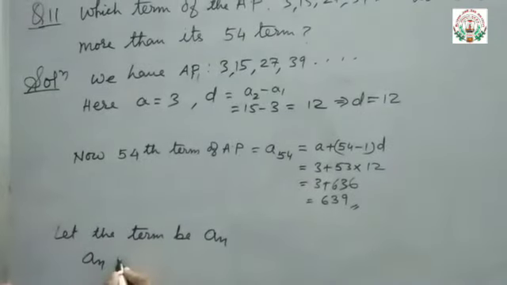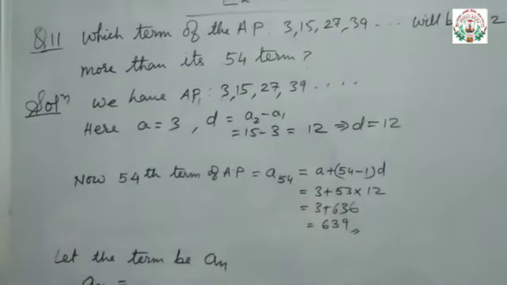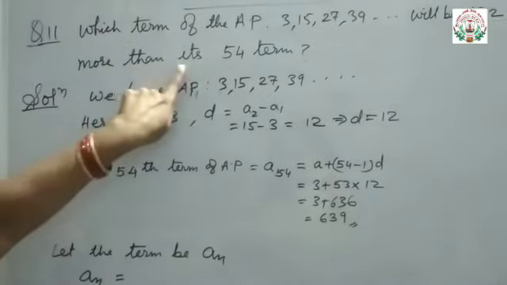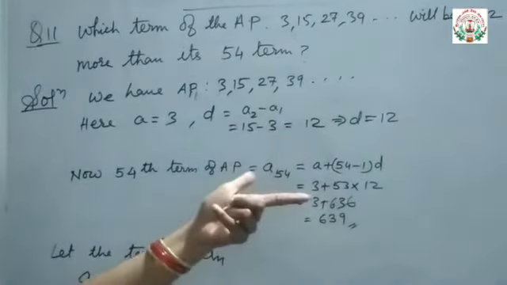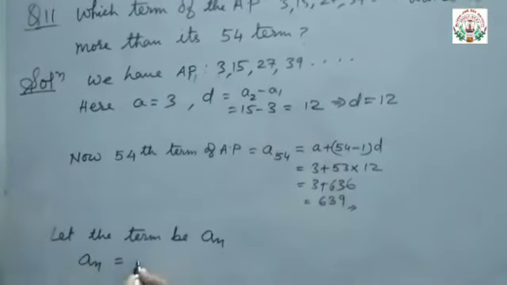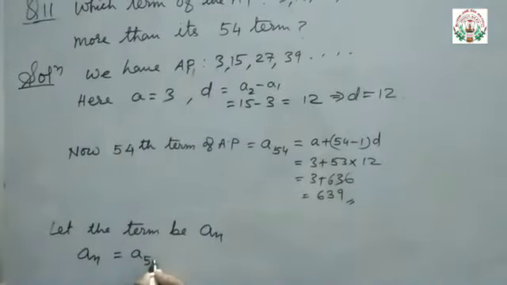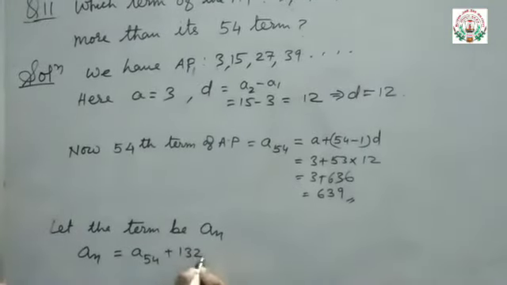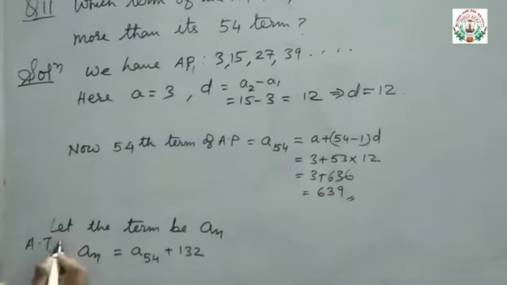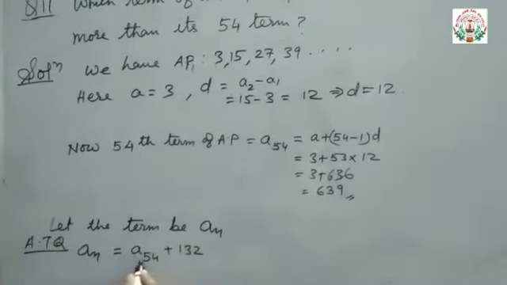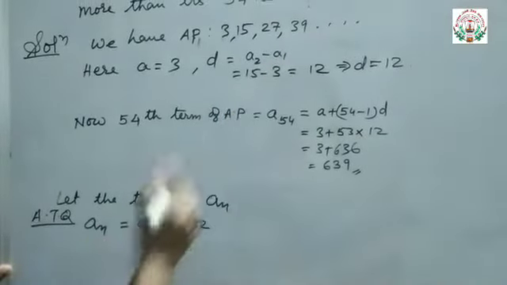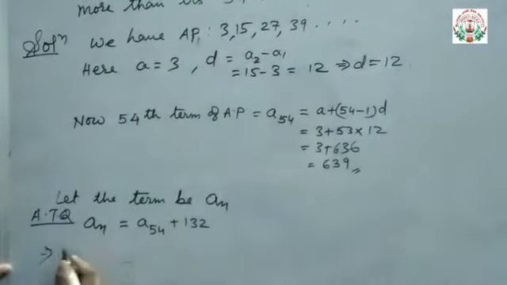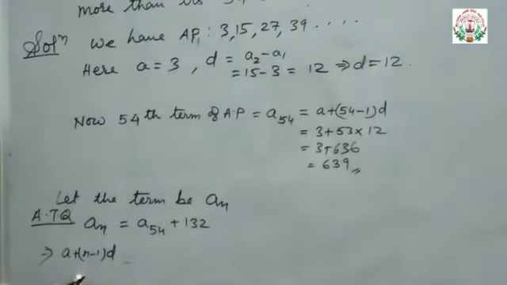So a_n equals how much? What is in this? 132 more than its 54th term. The 54th term we got, plus 132. So a_54 plus 132. Here, according to the question, we can write that the nth term equals a_54 plus 132. Given there in the question. Now here you put a plus (n minus 1) into d, because the nth term formula we know.